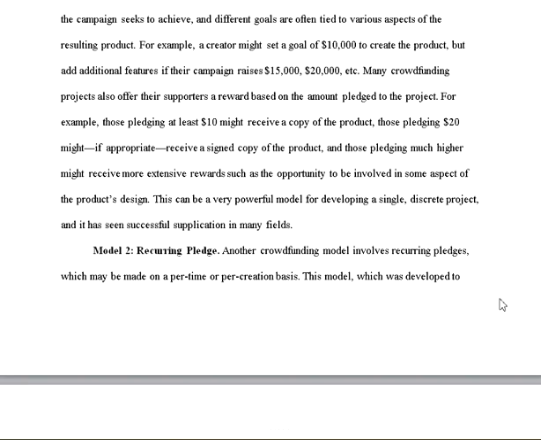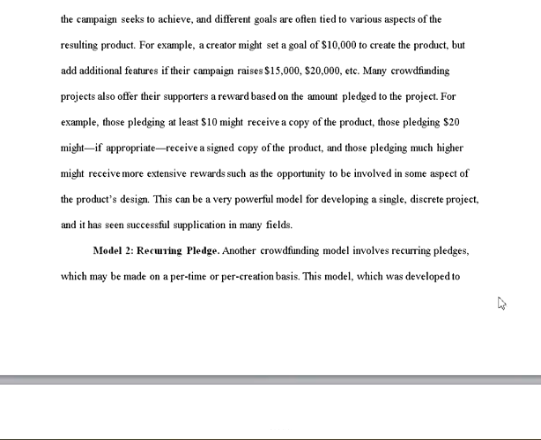For example, a creator might set a goal of $10,000 to create the product, but add additional features if the campaign raises $15,000 to $20,000, etc. Many crowdfunding projects also offer their supporters a reward based on the amount pledged to the project. For example, those pledging at least $10 might receive a copy of the product, those pledging $20 might, if appropriate, receive a signed copy of the product, and those pledging much higher might receive more extensive rewards, such as the opportunity to be involved in some aspect of the product's design.